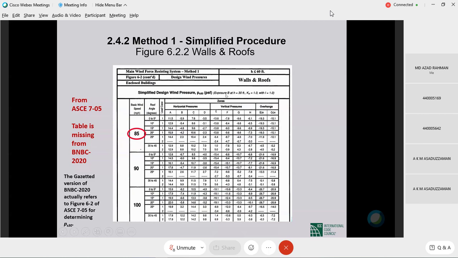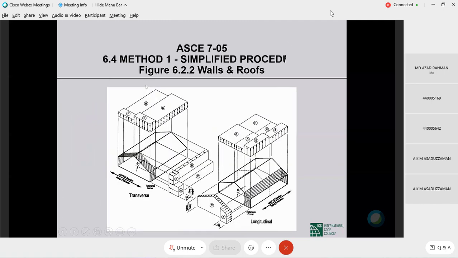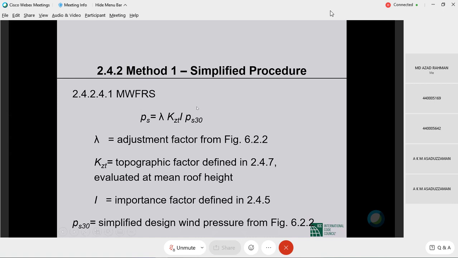So these values are for exposure A, mean roof height of 30 feet, K sub ZT of 1 and I of 1. So you have to apply a topographic effect factor as you saw on the equation. And if you have anything other than exposure B and mean roof height other than 30 feet, then you go to this conversion factor table, the lambda. Lambda gives you, for different exposures and different mean roof heights, an adjustment factor as it was called. So P sub S30 will come out of the table that is missing in BNBC 2020.